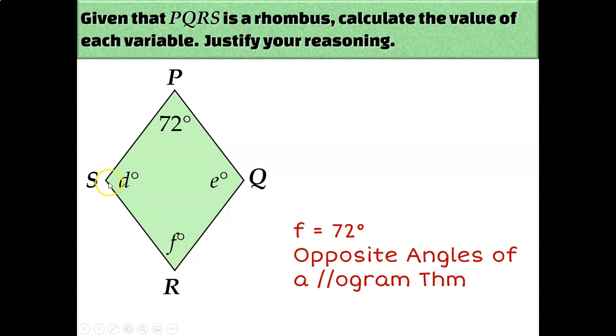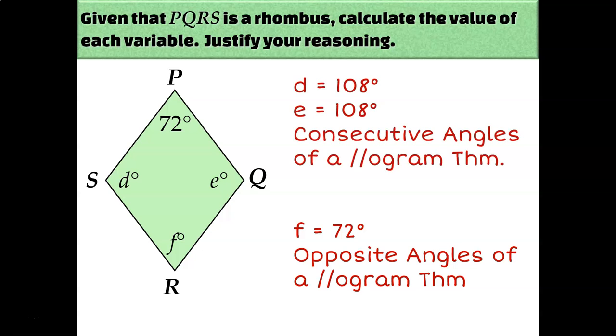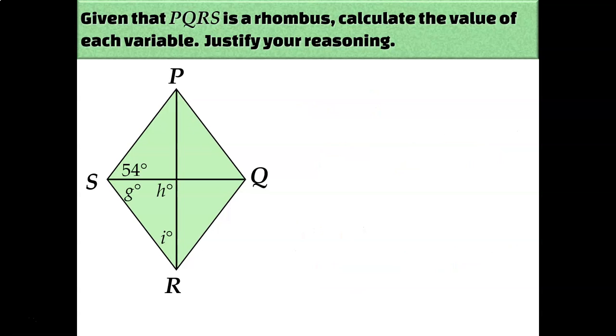But then how do I figure out D and E? Well, they are consecutive angles with the 72 degree angle that we were given, and I know that the consecutive angles of a parallelogram have to add up to 180 degrees. They're supplementary. So D and E would each have to be 108 degrees because of the consecutive angles of a parallelogram theorem. Alright, let's see what we can do here.